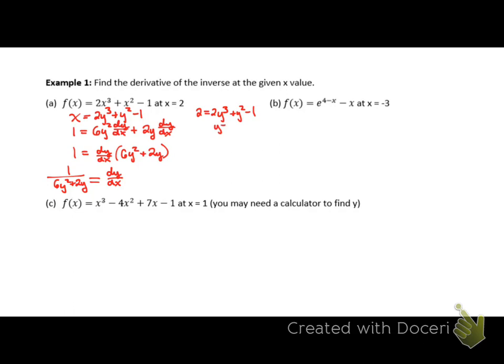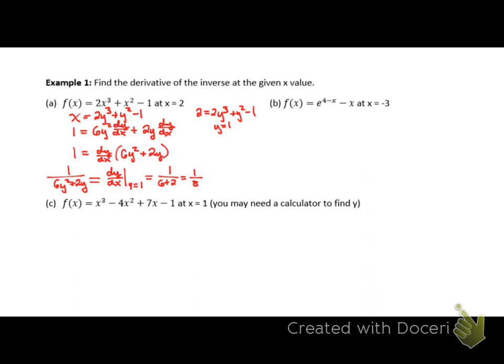So y equals 1 is going to be the number that I plug in, because when y equals 1, x equals 2. It's the number that satisfies that requirement. So I'm going to evaluate this when y equals 1. Which means I get 1 over 6 plus 2, which is 1/8. Okay, so if I give you a problem like this on a test that's non-calculator, it will be as easy as that to figure it out.